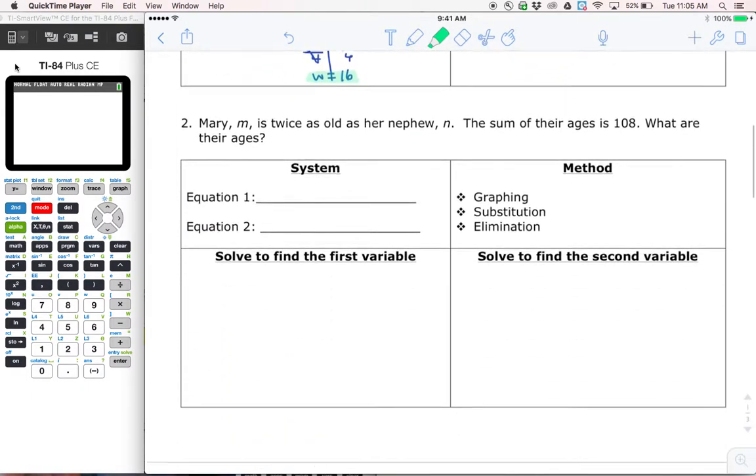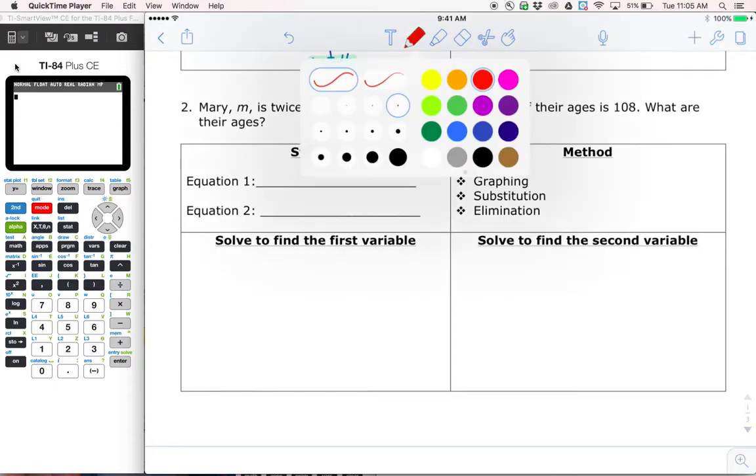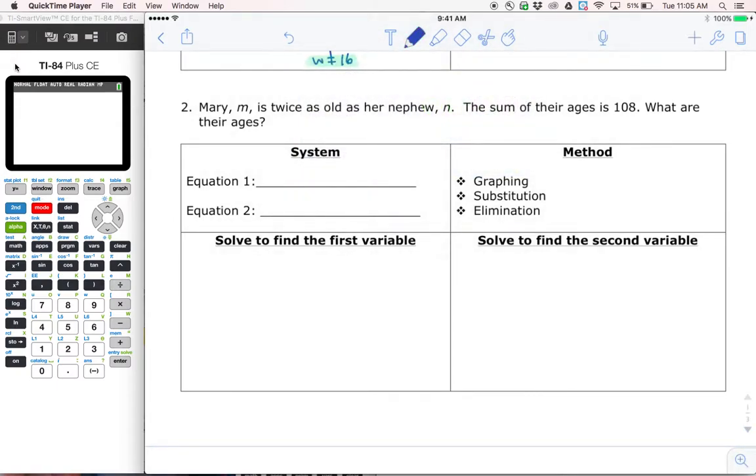All right, let's try the next one. Mary M is twice as old as her nephew N. The sum of their ages is 108. What are their ages? Well, let's just write what we read. Mary M is, that's so nice because I get to write M equals twice as old as her nephew N. So twice as old as N, so 2N.